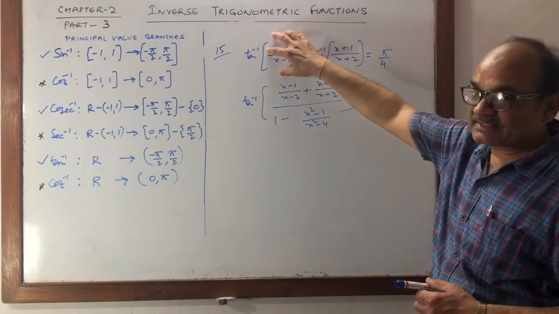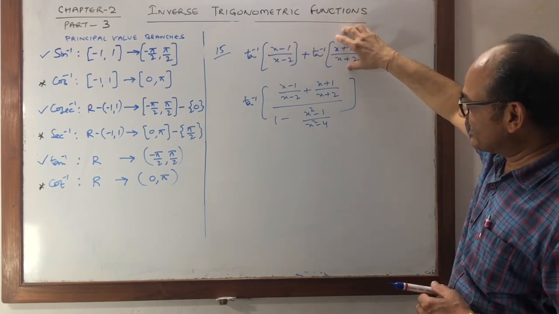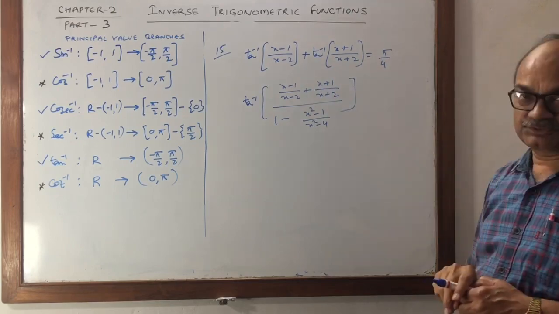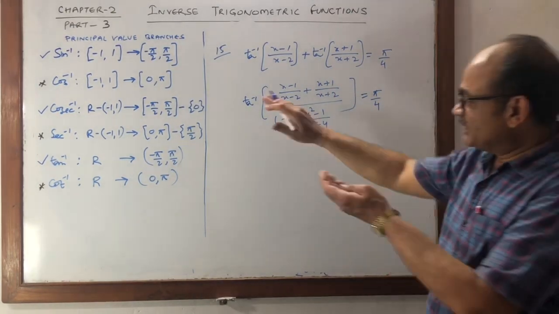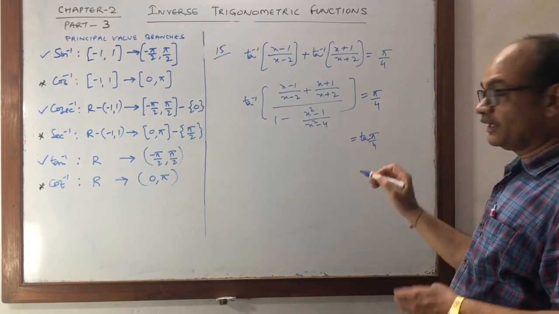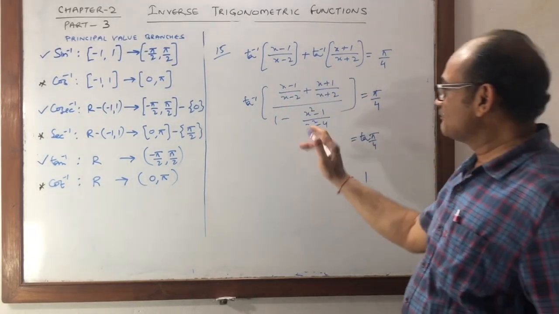This one is our x, this one is our y. So tan inverse x plus tan inverse y, x plus y over 1 minus xy, the product of these two, equals pi by 4. If this tan inverse comes to this side, it will become tan pi by 4. And what is tan pi by 4? Next step 1. So this is nothing but a simple equation.